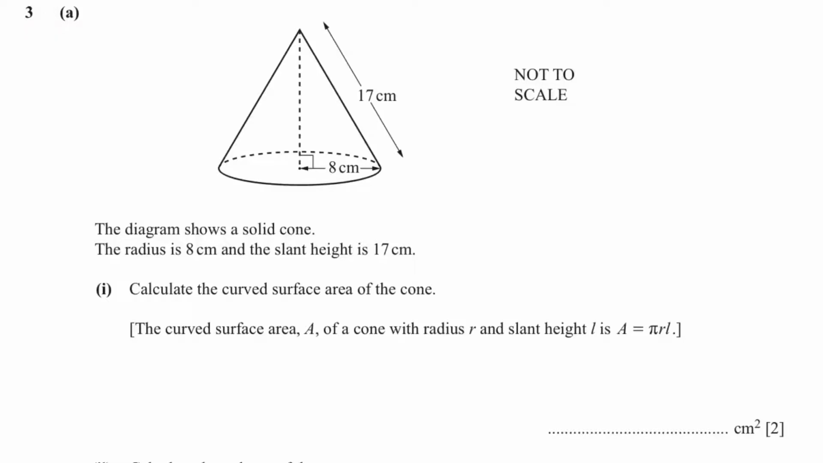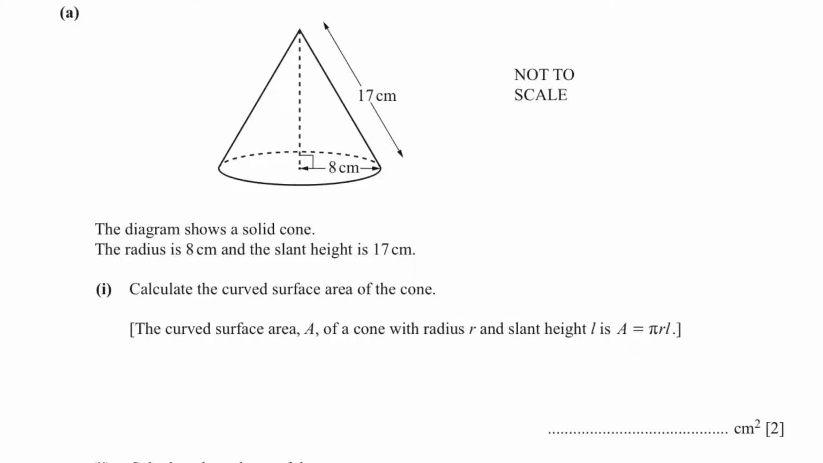Question number 3. The diagram shows a solid cone. The radius is given to us and the slant height is given to us. Calculate the curved surface area of the cone. The curved surface area of a cone with radius r and slant height l, and they've already given you the formula. You just need to substitute and get your answer.